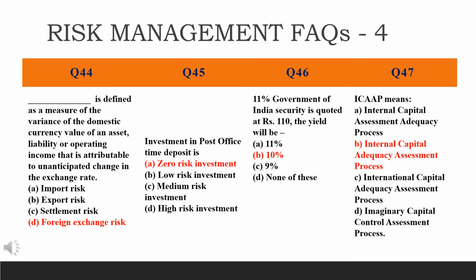Now see here friends, in this slide there are four questions. The first question, we will read the first question. Dash is defined as a measure of the variance of domestic currency, value of an asset, liability or operating income that is attributable to unanticipated change in the exchange rate. You can see the question first. See what is being given. There are four options also given.